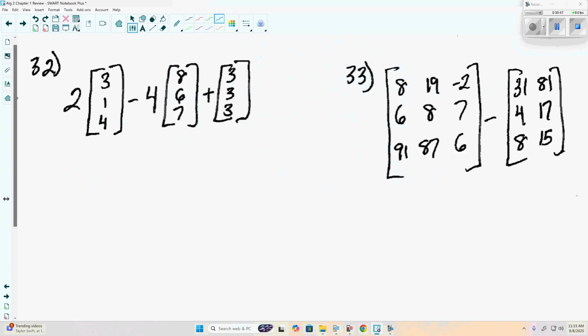What's the answer for 35? No solution, not possible, undefined. Any of those. It does not work. There might be one of those on the test. So do make sure to check your dimensions.